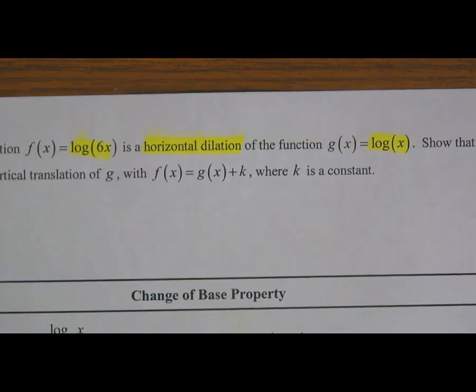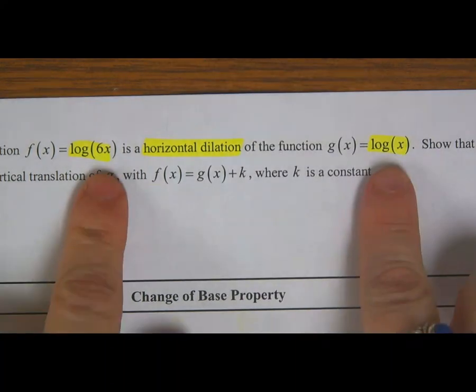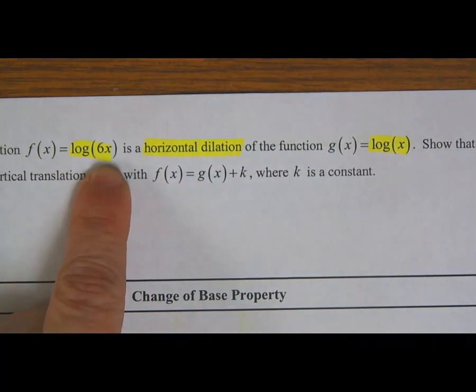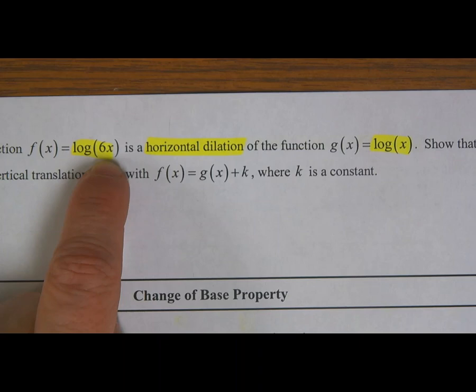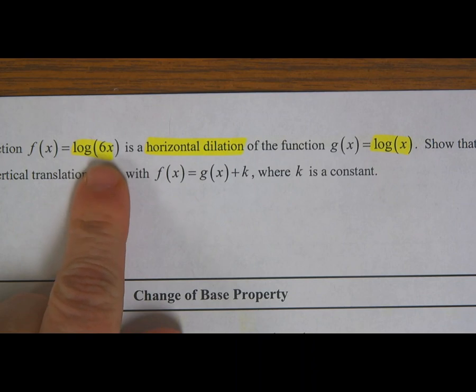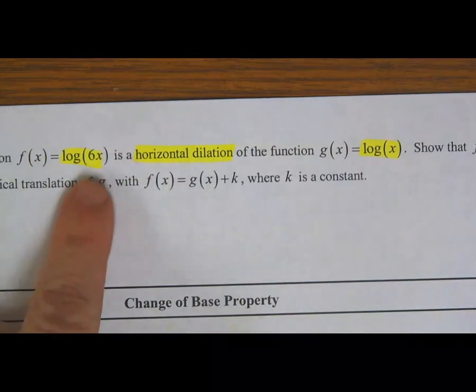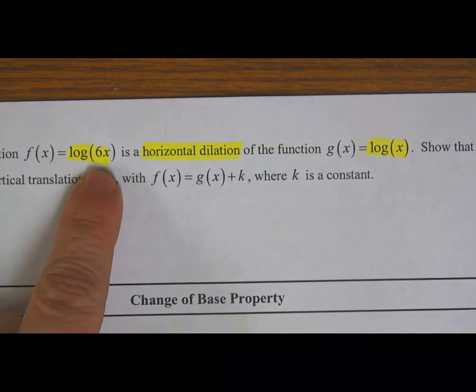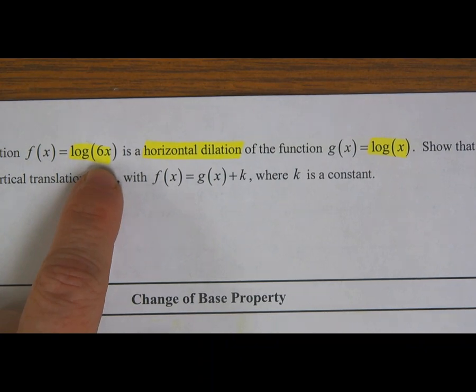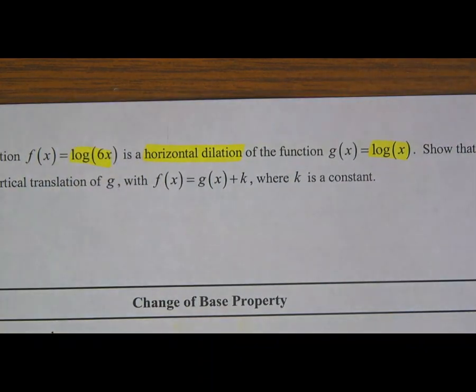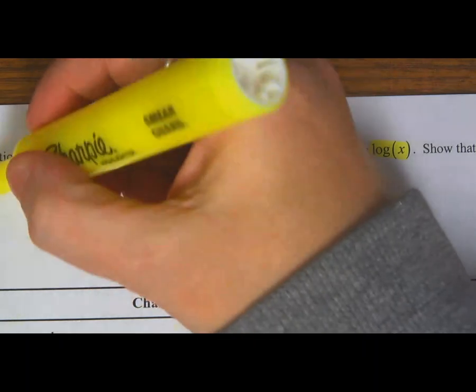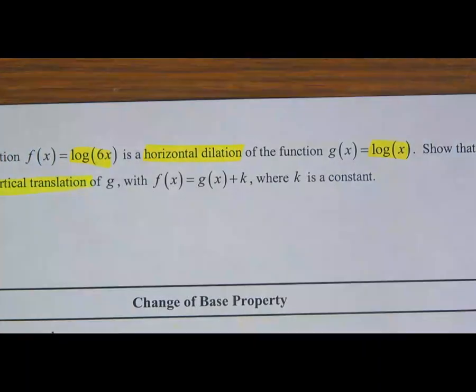Show that f can also be written as, okay, because pause. The horizontal dilation is because the 6 is right here. So it's been dilated by a factor of what? Not 6. 1/6. Remember how x's are always opposite? So f of x is a dilation of g of x by a factor, a horizontal dilation by a factor of 1/6. Okay, but what we're supposed to do is show that that can also be written as a vertical translation of g.